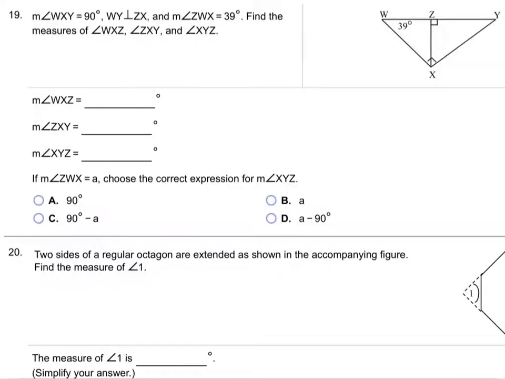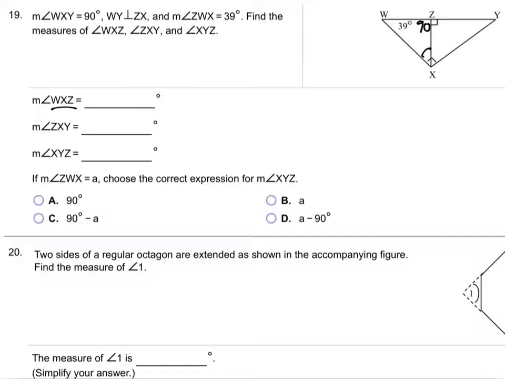All right, number 19. So they're telling us, okay, so we got 39. They want all the other angles. So they want WXZ, which is this one. And they want, so let's do that one first. How do we find, well, this one's got to be 90.